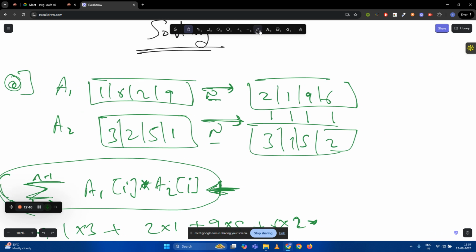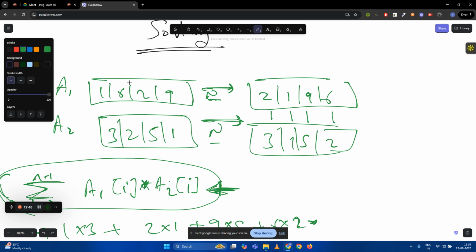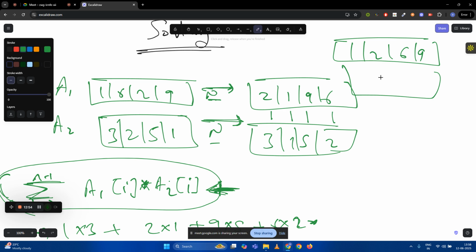One solution is you sort the array. So on sorting the array, it will be 1, 2, 6, 9. Similarly, the below array will be 1, 2, 3, 5. And you multiply the corresponding elements and take their sum, so that the sum is maximum. So this is another solution, and the proof behind it, why it is maximum, I have told you.